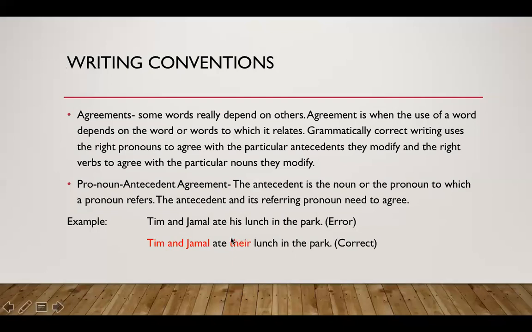The agreement is here. Because you have more than one person, it no longer is his. That's where the error is. It becomes their, because their represents more than one person.